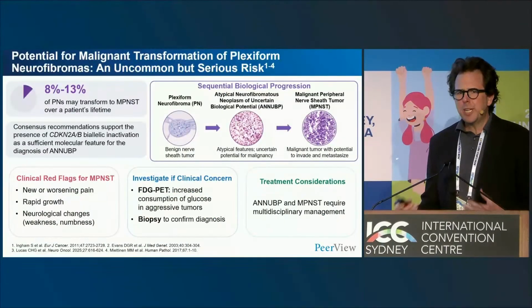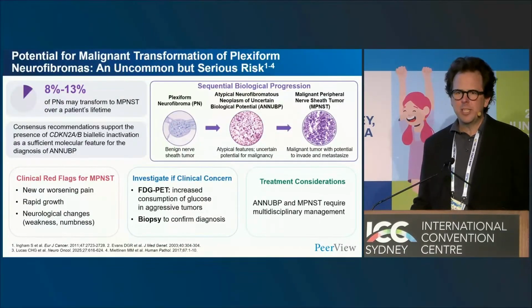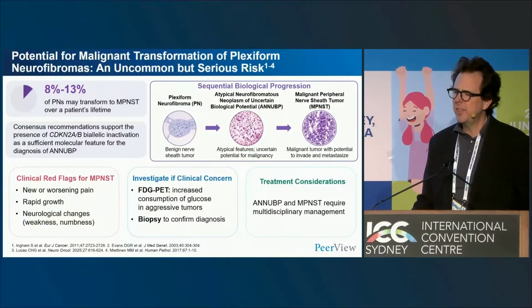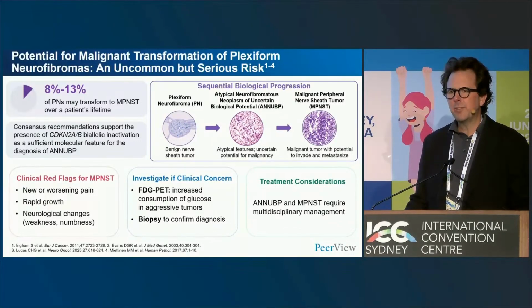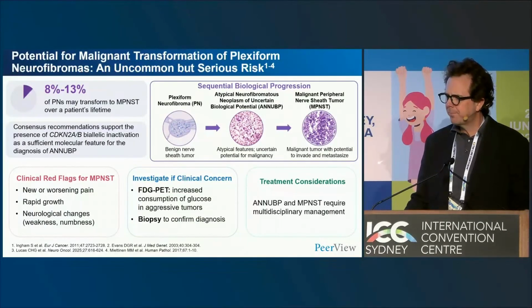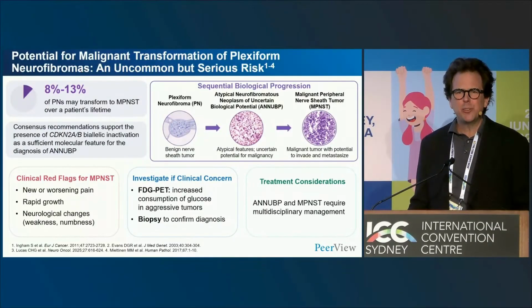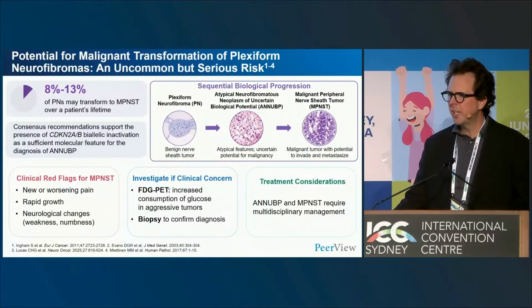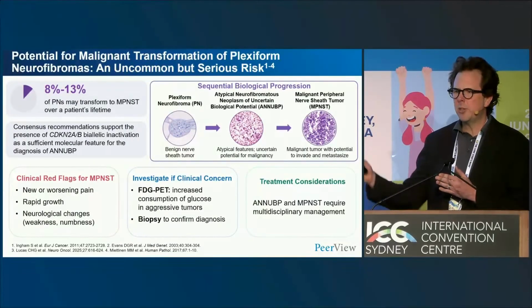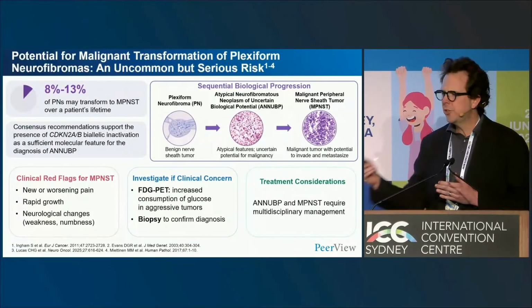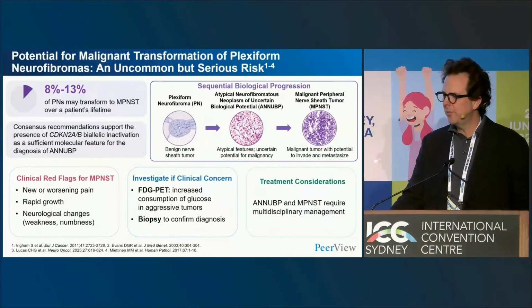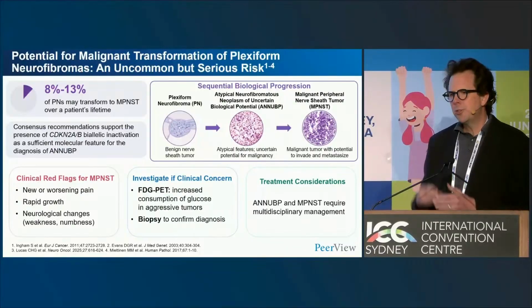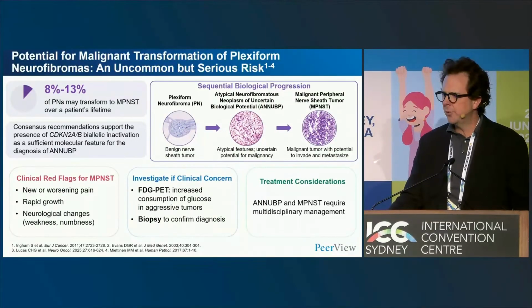And of course, the other thing that we're really worried about with plexiform neurofibromas, both as clinicians but also particularly patients and their families, is the risk of malignant transformation through to malignant peripheral nerve sheath tumour, or MPNST. And again, studies would suggest this occurs in around 10% of patients over a lifetime risk, and that occurs through a sequential biological progression through to this newer condition referred to as atypical neurofibromatous neoplasm of uncertain biological potential, which is a bit of a mouthful, ANNUBP, through to subsequent genetic alterations which lead to malignant transformation into an MPNST.